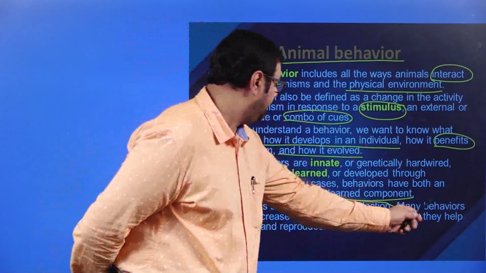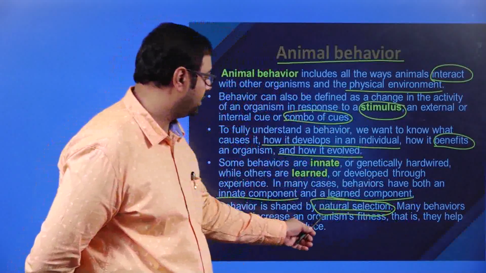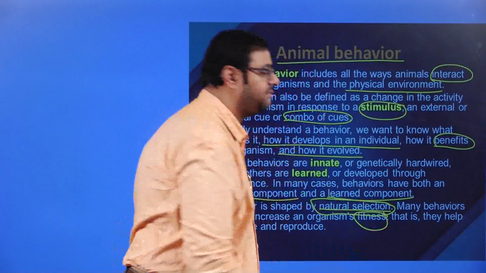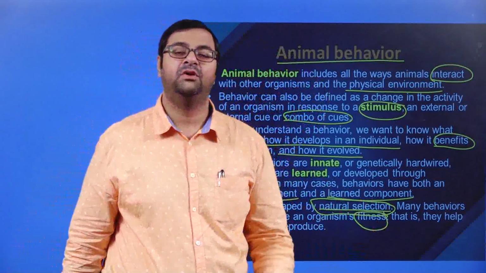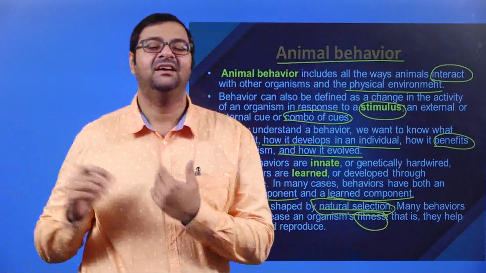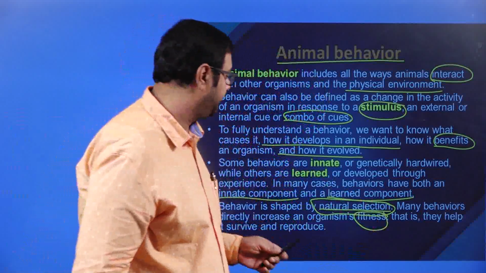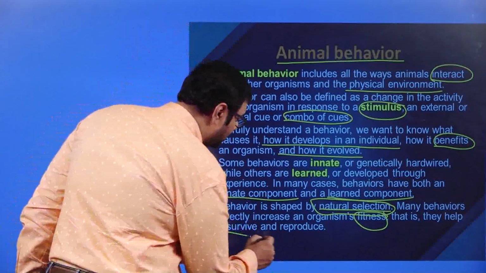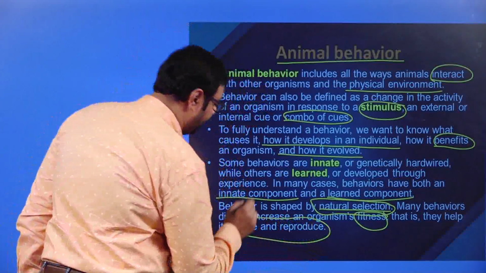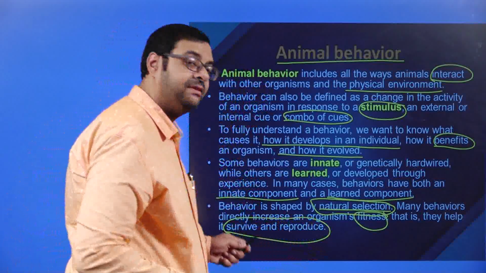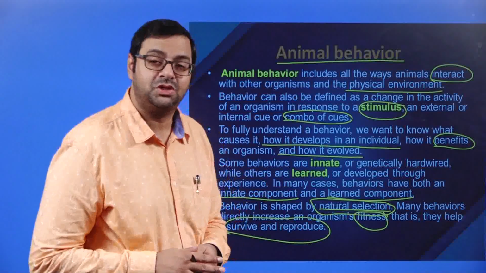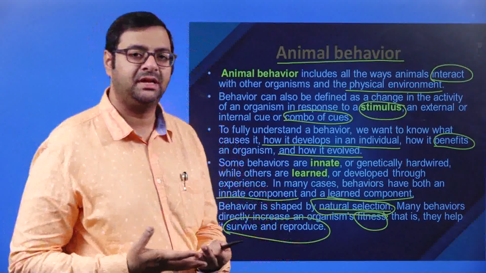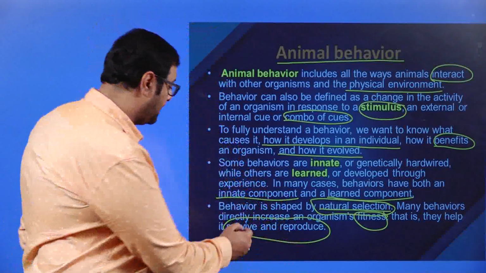Okay, now many behaviors directly increase an organism's fitness. Now once the snakes started crawling, they were fitter. Okay, they were happier. So when happiness is there, the fitness level is automatically there. That is, they help to survive and reproduce. So this is the major component that snakes had developed. It helped them to survive and reproduce. So this reproduction became effective, and because that reproduction became effective, the snakes were able to survive better.